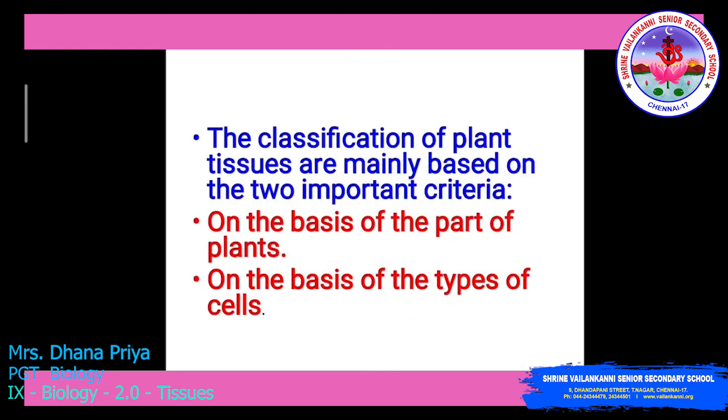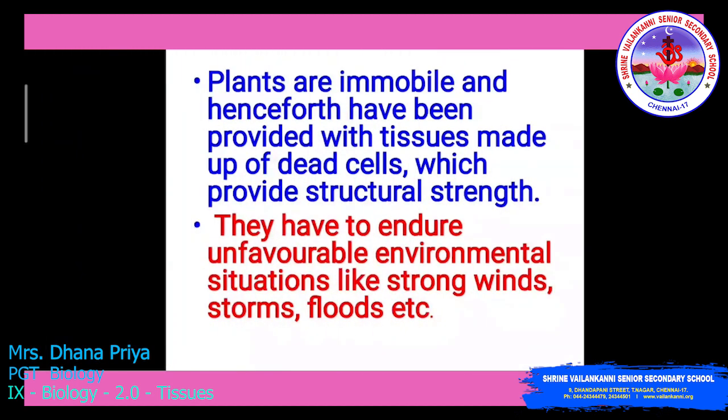The classification of plant tissue is mainly based on two important criteria: on the basis of the part of the plant and on the basis of the type of cells present in the organism. Plants are immobile and hence have been provided with tissues made up of dead cells which provide structural strength. They have to endure unfavorable environmental situations like strong winds, storms, floods.